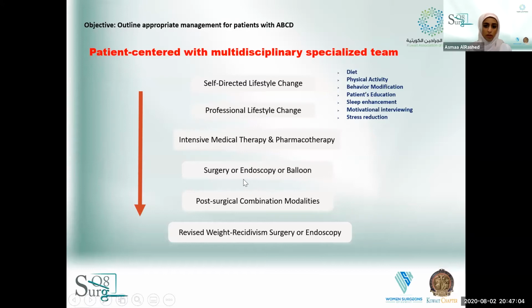Also, there are a lot of advances in endoscopic procedures and the balloon as well. We're not going to be talking about that because it's a big topic by itself. We'll just touch upon it.